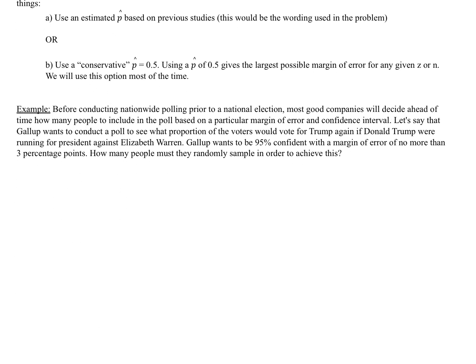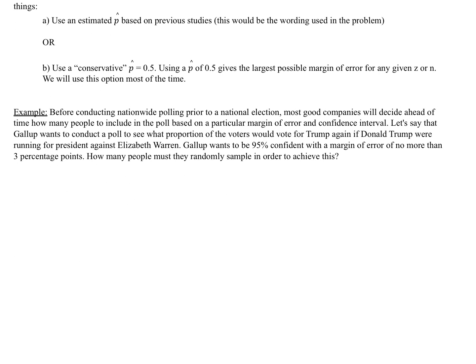So we look at an example. It says, before conducting nationwide polling prior to a national election, most good companies will decide ahead of time how many people to include in the poll based on a particular margin of error and confidence interval. Let's say that Gallup wants to conduct a poll to see what proportion of the voters would vote for Donald Trump again if Donald Trump were running for president against Elizabeth Warren. Gallup wants to be 95% confident with a margin of error of no more than 3 percentage points. How many people must they randomly sample in order to achieve this?